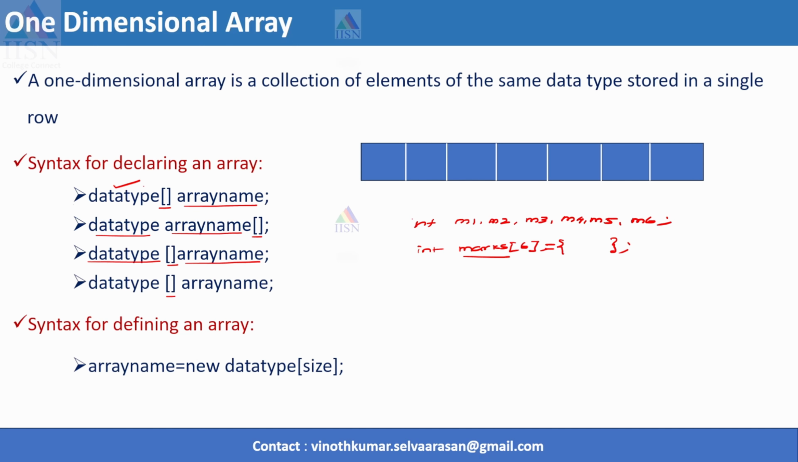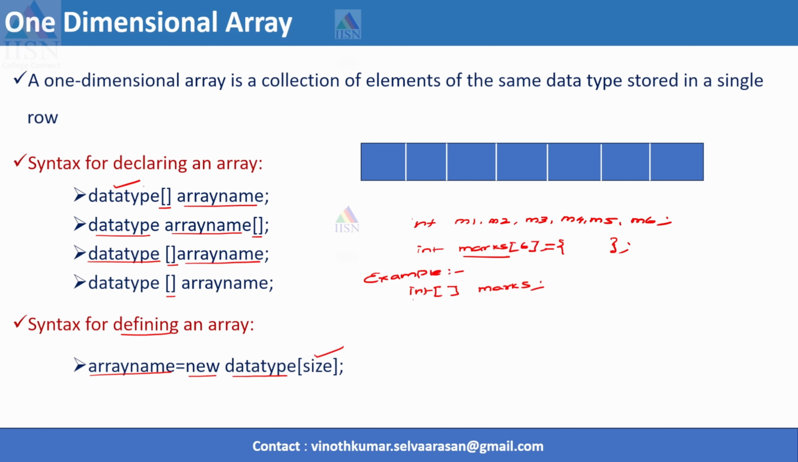Once you declare, you need to mention the size which is required. We do that by defining an array. First you mention the array name, then use new followed by the data type, and then mention the size required. For example, I am going to declare an array whose data type is int, with square brackets followed by marks. Now we have declared an array.